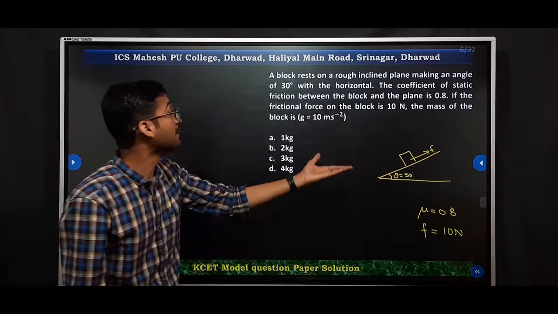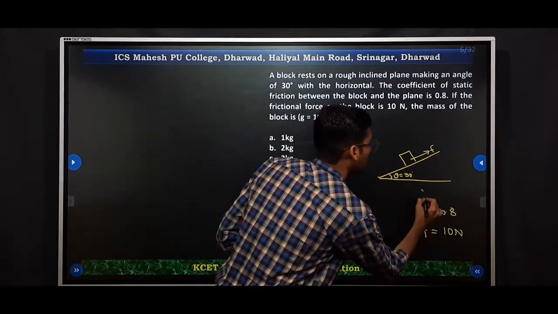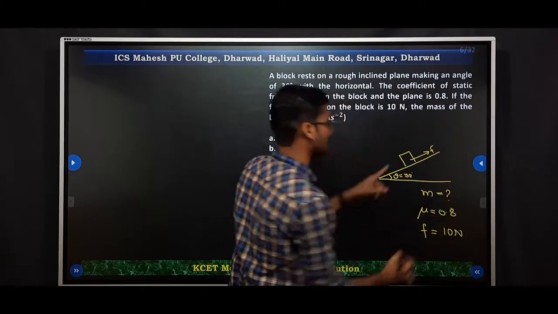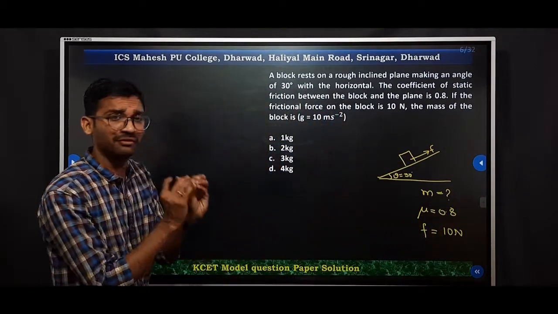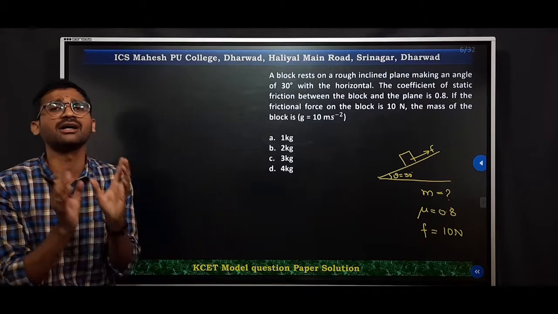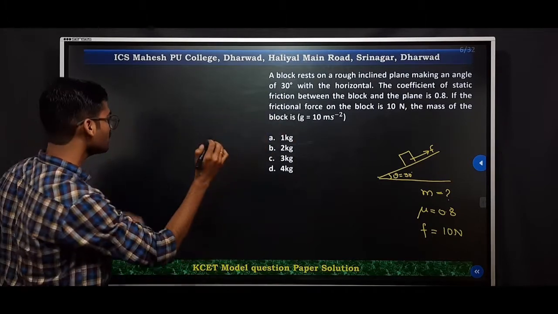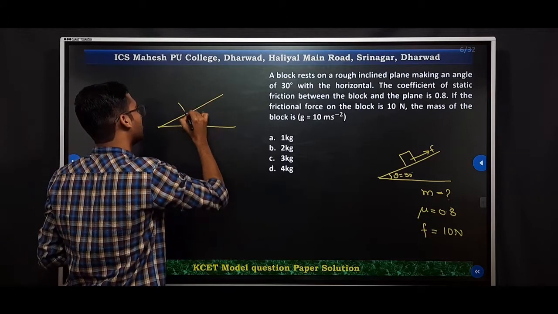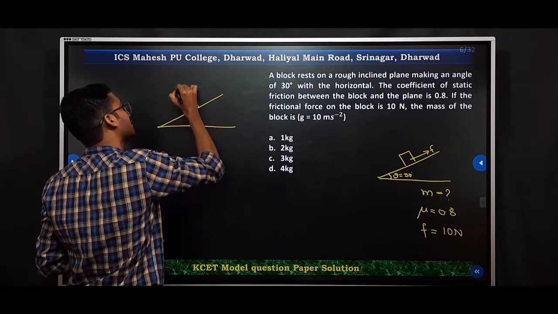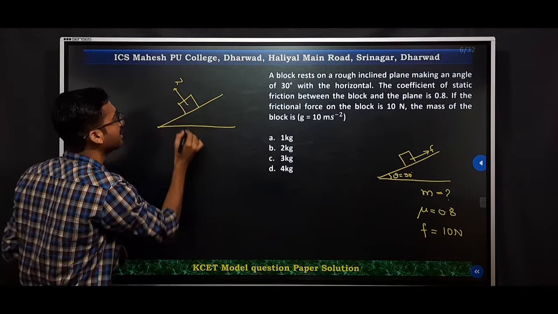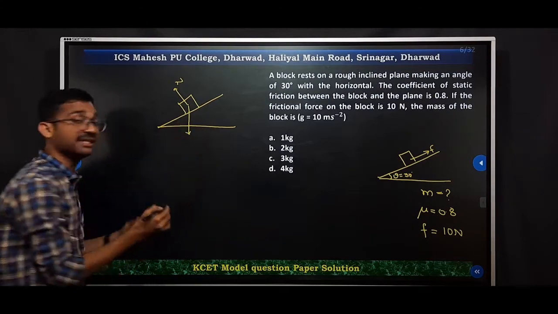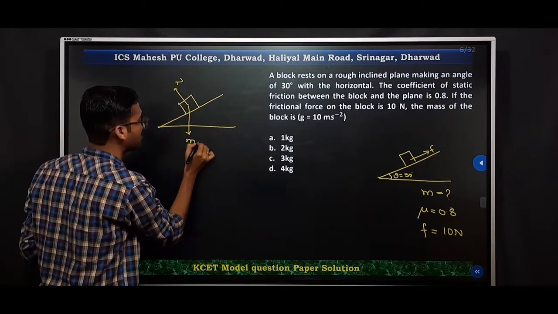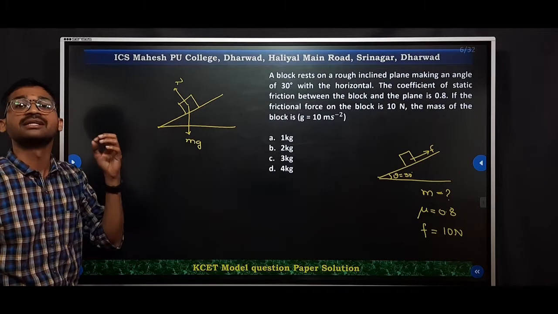If it is so, they are asking the mass of the block. What is the mass of this block they are asking now? For this question we have to draw a free body diagram. What is the free body diagram here we have? If this is a block, here this one is a normal force we have, and this one is a weight we have, that is given by the product of mass into gravity.